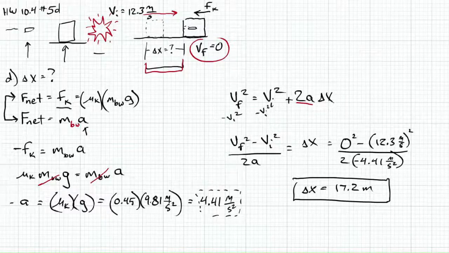And that's it for this whole problem. We initially used momentum up here, then we turned it into a force problem dealing with friction, and then we turned it into a kinematics problem dealing with velocity, distance, displacement and acceleration. So there's our delta x, and you should get 17.2 for your answer.